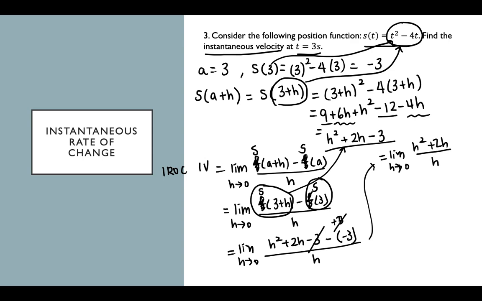Now you will notice that the expression both contain h, so we can simplify. Limit h approaching 0, h plus 2. Now that I've canceled out h, we can plug in h as 0. So I'm no longer writing limit. It's going to be 0 plus 2, which is 2. So therefore, my instantaneous velocity is going to be 2 meters per second.